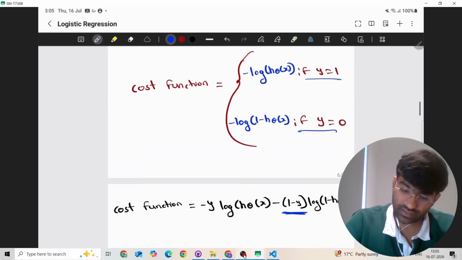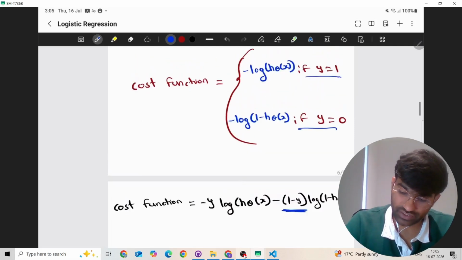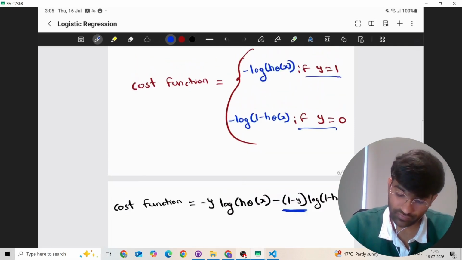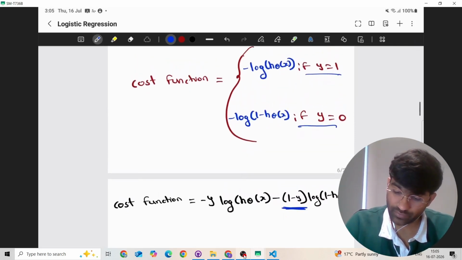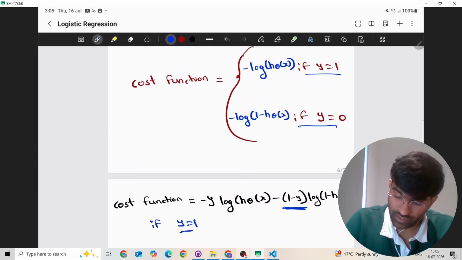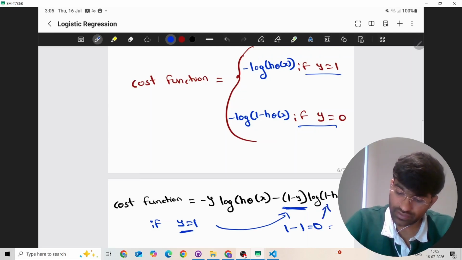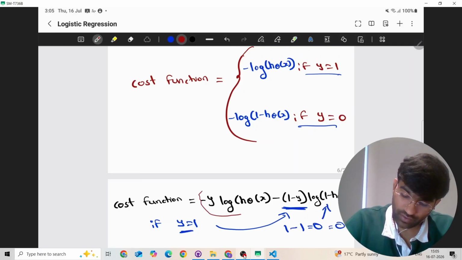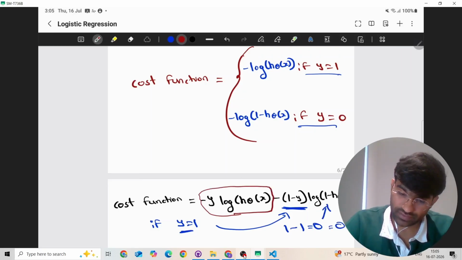We should get this equation, right? This is the cost function, and if I combine and write, it will look like this. So why have I added this term? Consider if y equals 1, then this will be 0. 1 minus 1 is equal to 0, and 0 times anything will be 0. So our cost function will be minus y log h theta of x, right?